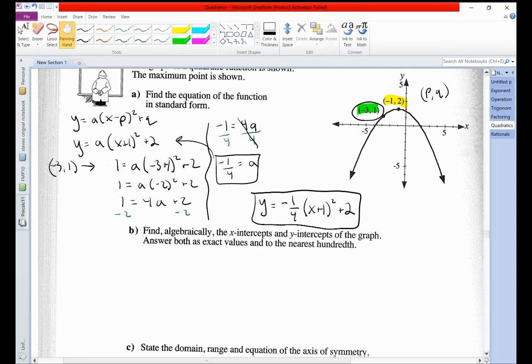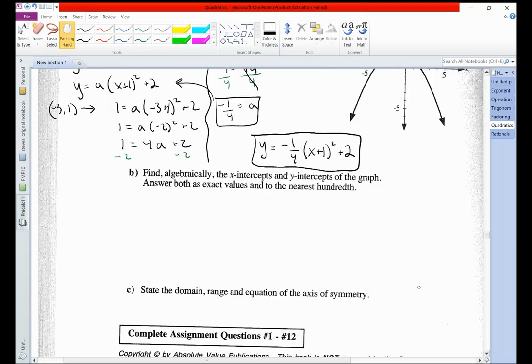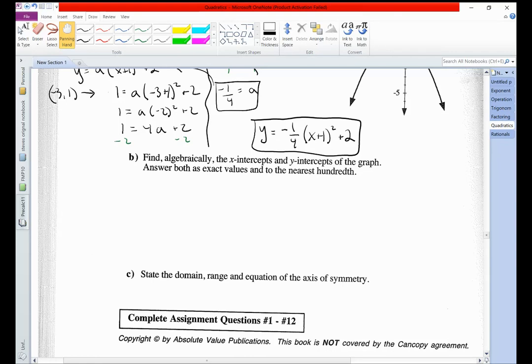So it says here, find algebraically, which means using algebra, the x-intercepts and the y-intercepts of the graph. Answer both as exact values and to the nearest hundredth. So we're going to actually take these to the decimal now. So we know for the x-intercept, we're going to set y to 0, and we're going to solve.